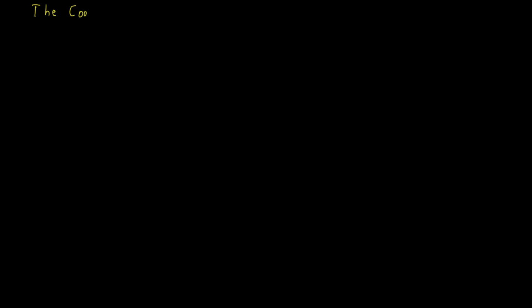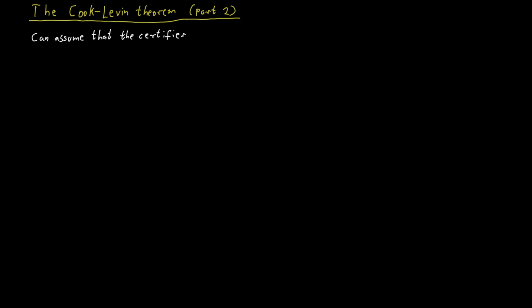This is the second part of the proof of the Cook-Levin theorem. The general idea of the Cook-Levin theorem is that we want to construct a Boolean formula that somehow simulates or captures what the certifier for a language in NP does. To make this a bit simpler, we learned about oblivious Turing machines, and we can assume that our certifier is actually an oblivious Turing machine.